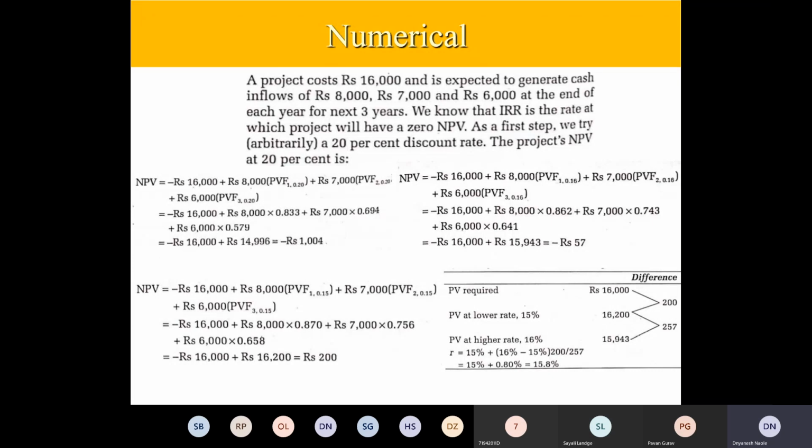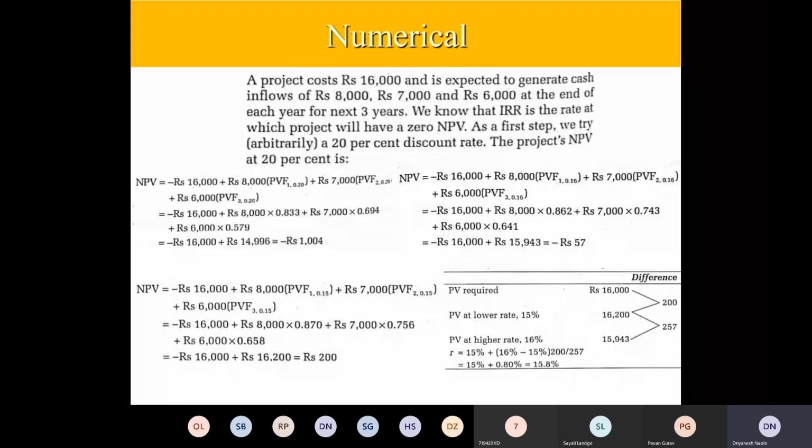Okay. So here, what is the advantage? Basically, we don't have to predict any discount rate. The discount rate will be that which is going to make NPV 0. So that is the threshold which we use.